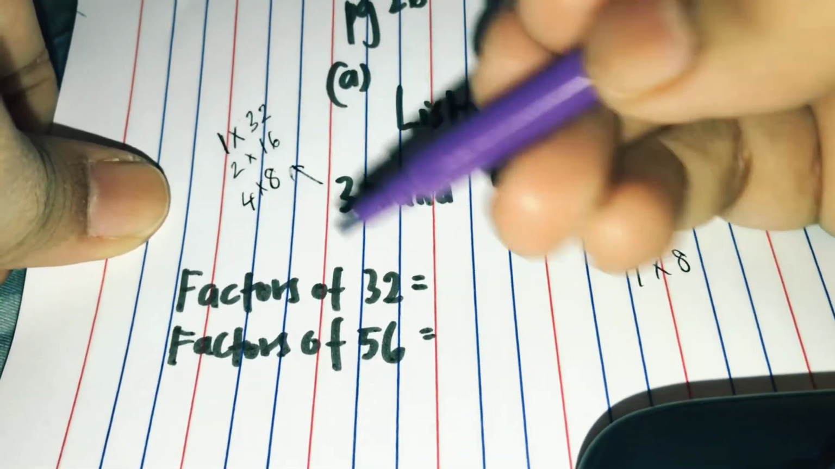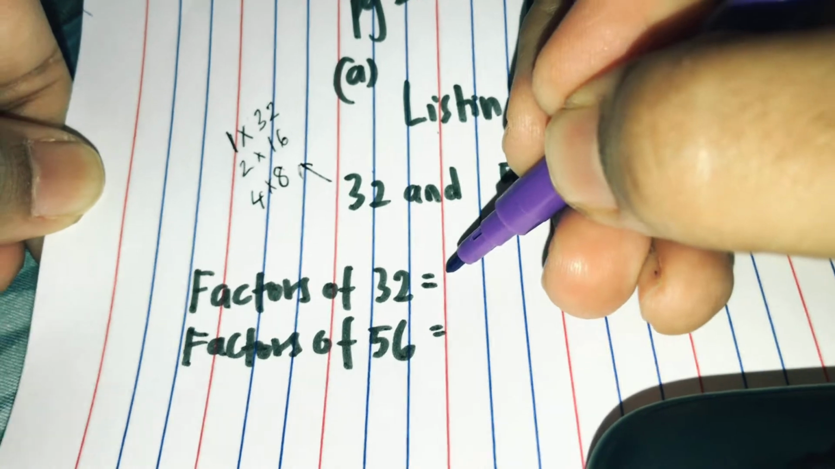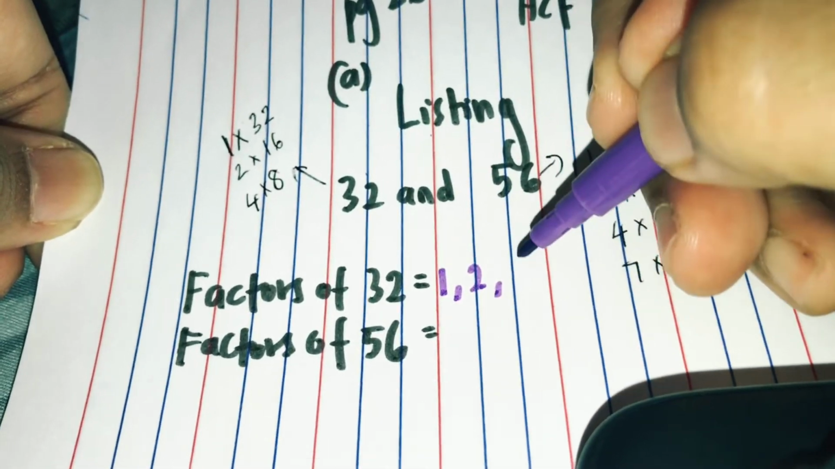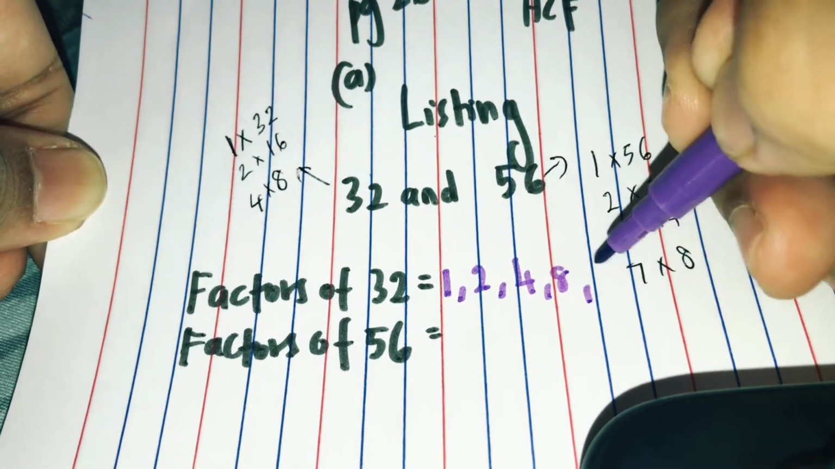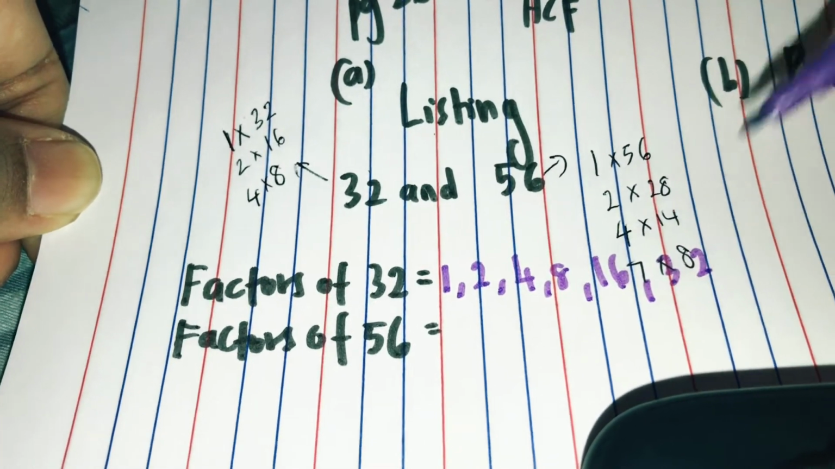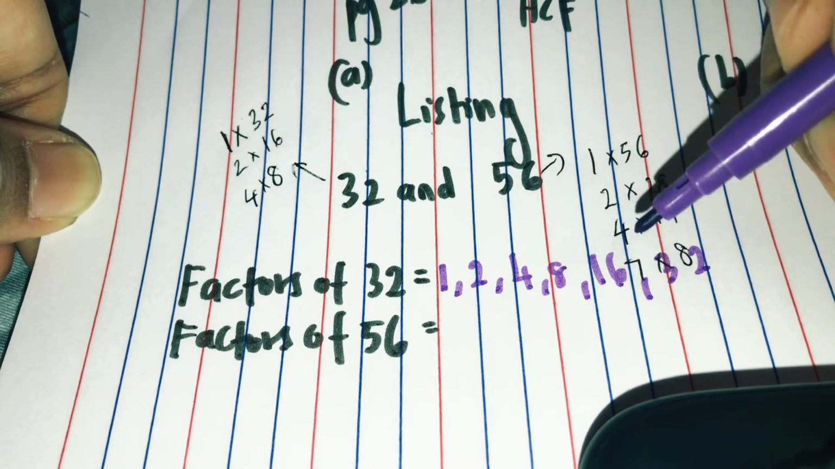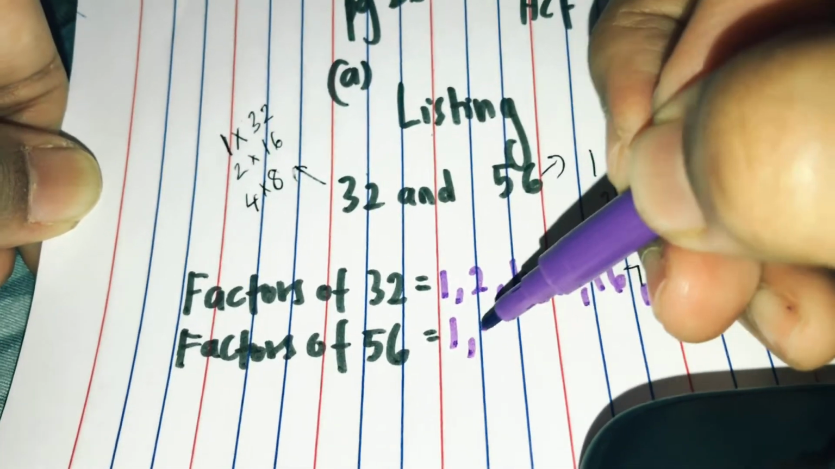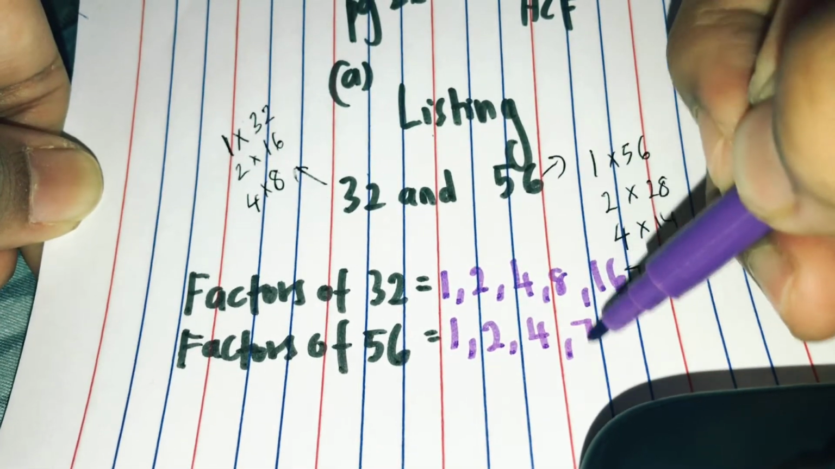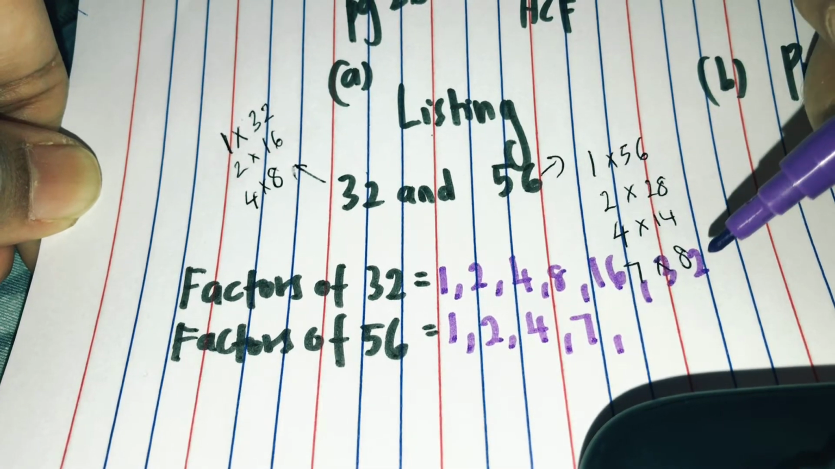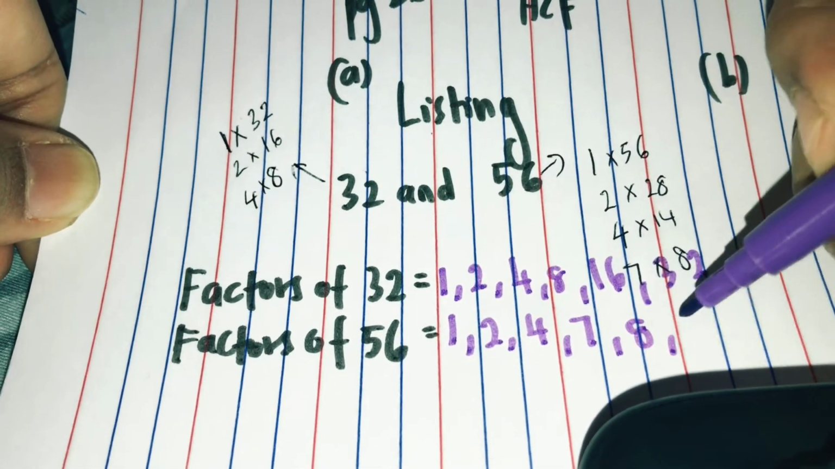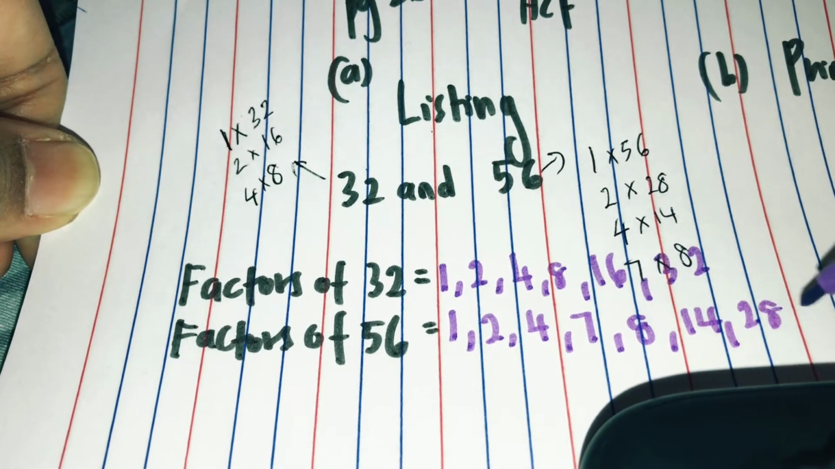Okay, list means you list all factors of 32: 1, 2, 4, 8, 16, 32. And then list all the factors of 56: 1, 2, 4, 7, 8, 14, 28, 56.